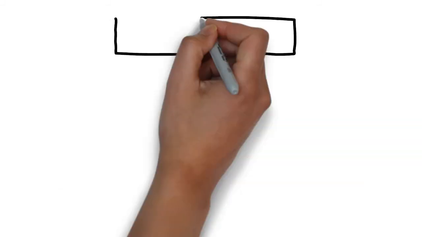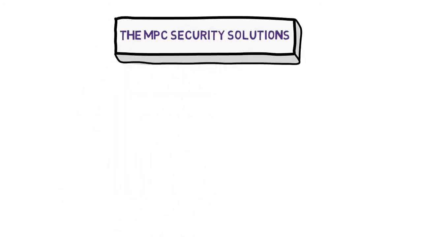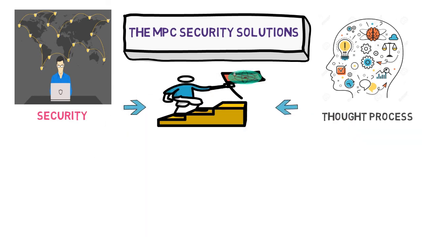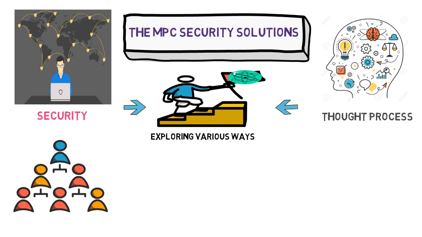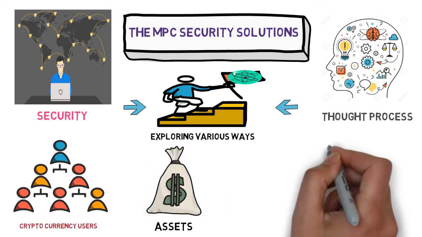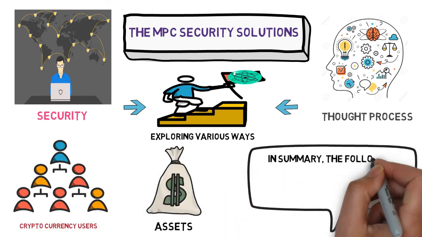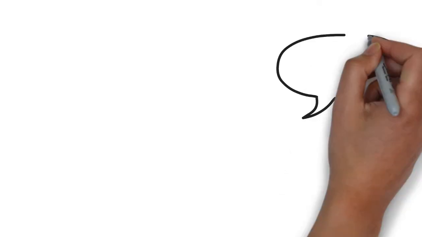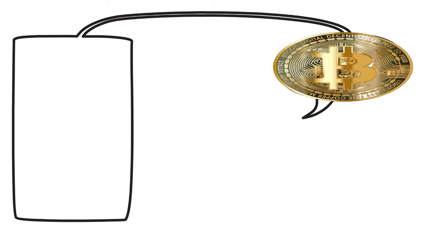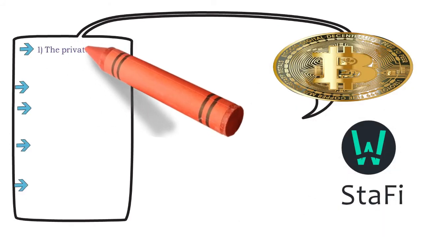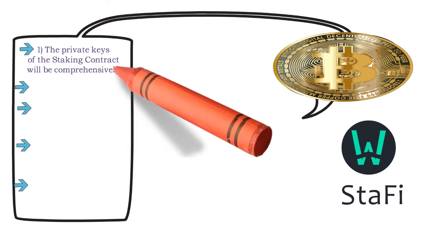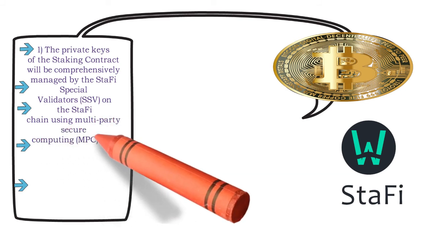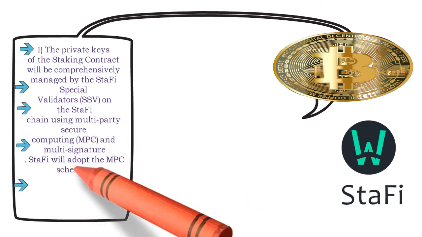2. The MPC security solutions. Security has always been a top priority in our thought process, and we have been exploring various ways to ensure the security of users' staked assets. In summary, the following will be adopted to comprehensively ensure fund safety in a decentralized manner. 1. The private keys of the staking contract will be comprehensively managed by the Stafi Special Validators (SSV) on the Stafi chain using multi-party secure computing (MPC) and multi-signature.